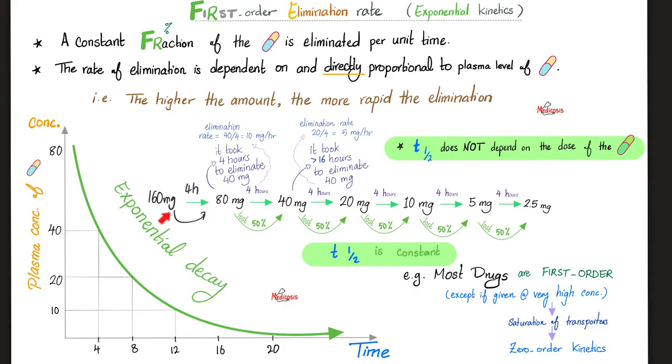Whether you started with high dose or low dose, you will have to wait the same amount of time before I can decrease the drug to half of its original dose. Most of the drugs in pharmacology are first order, except in very high doses. In very high doses, when you saturate everything, you will start acting crazy like zero order, which is dangerous.